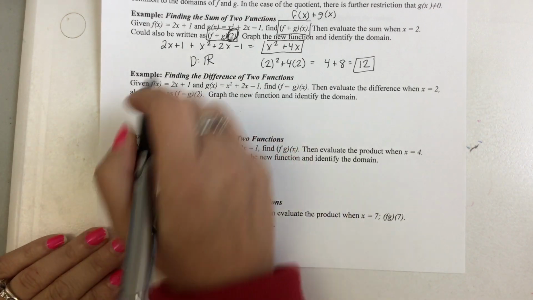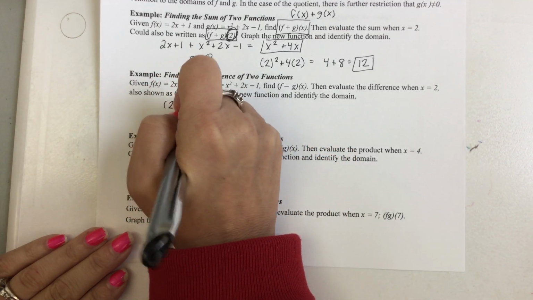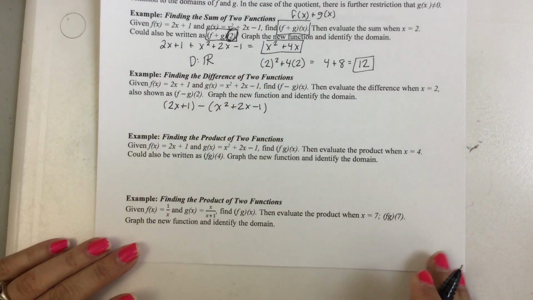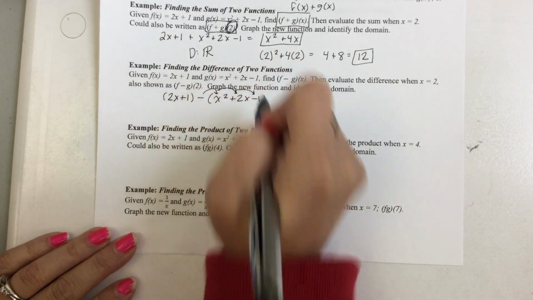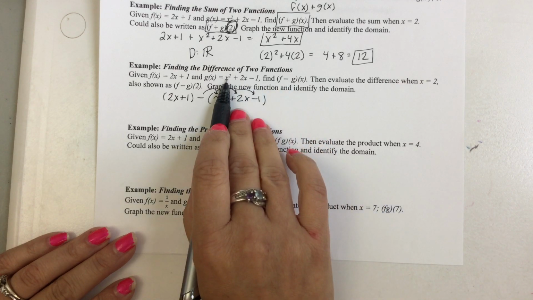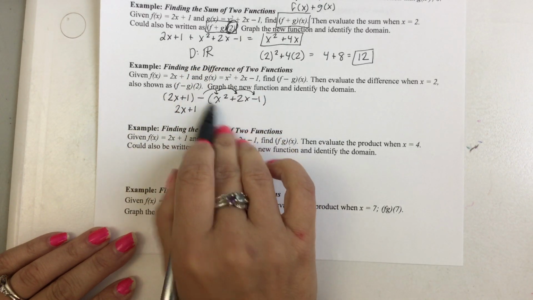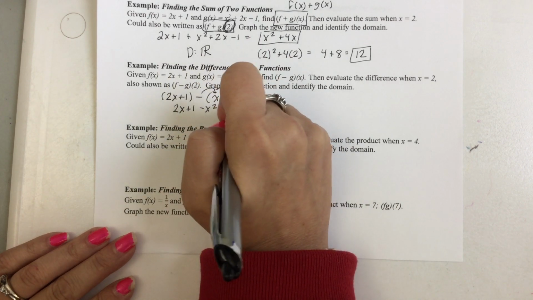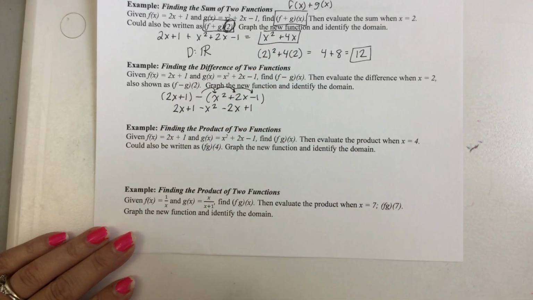This time they want us to subtract, and notice the f function comes first. So 2x plus 1 minus (x squared plus 2x minus 1). Now remember, the trick with subtracting: this negative sign has to go to every piece of the g function because you are subtracting every single term. So I have 2x plus 1. Negative times a positive x squared is a negative x squared. Negative times a positive 2x is a negative 2x. Negative times a negative is a positive 1.